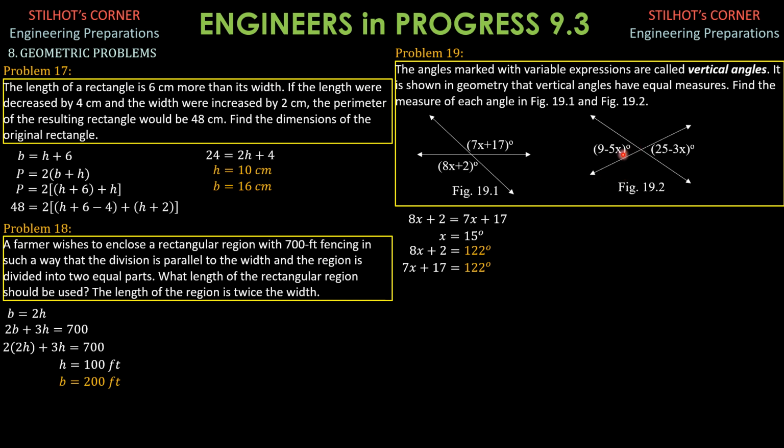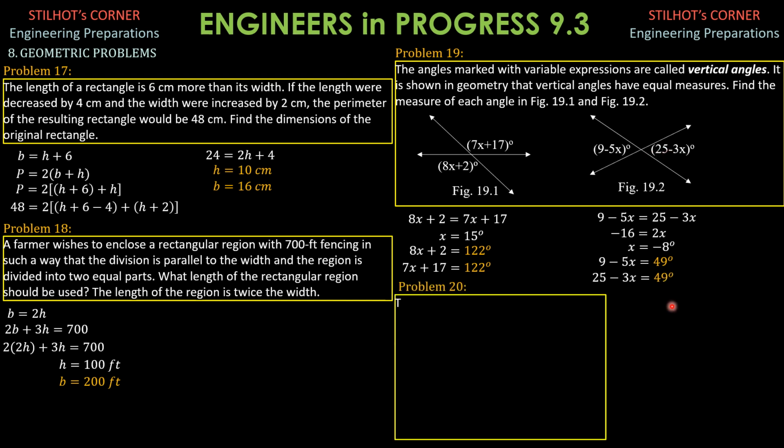In 19.2, 9 minus 5x equals 25 minus 3x. So 9 minus 25 is negative 16, negative 3x plus 5x is 2x. So negative 16 equals 2x. So x equals negative 16 over 2, negative 8 degrees. Substitute here: 9 minus 5 times negative 8 is 49 degrees. And 25 minus 3 times negative 8, 25 plus 24, is also 49 degrees.